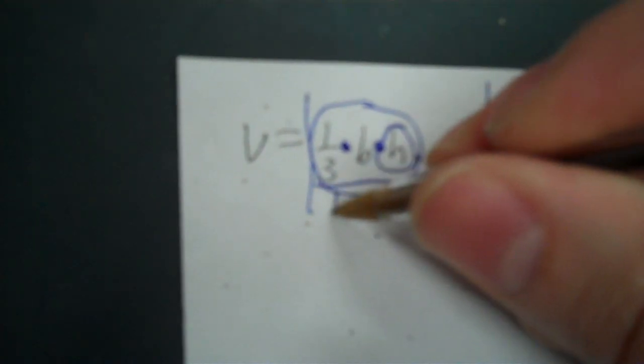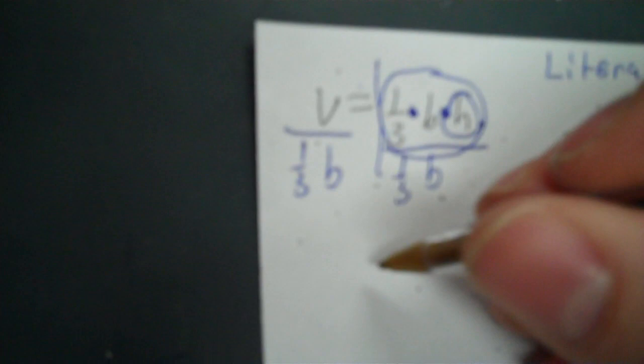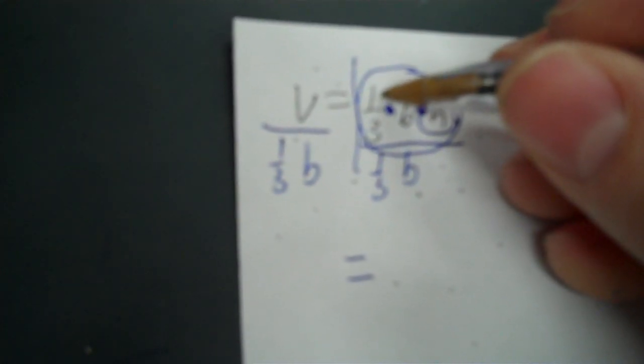Now I want the h. I'm going to circle the h. So I need to divide by the 1/3 and the b at the same time. Just put 1/3 b. Then I go over here and divide by 1/3 b. So you line up your equals. Now the times 1/3 and divide by 1/3 cancel. The times b, divide by b cancel. And that leaves me with just h.